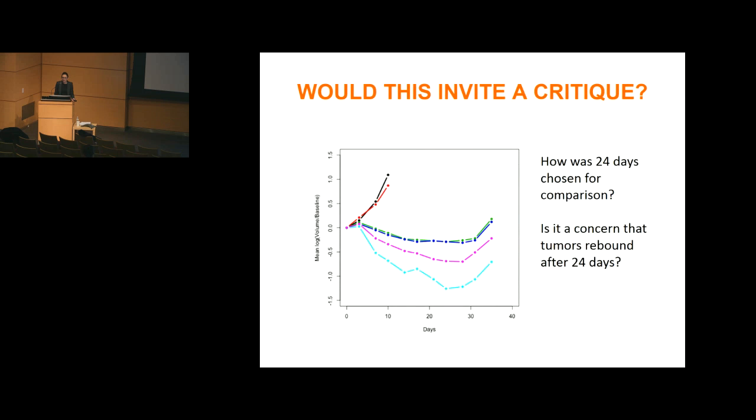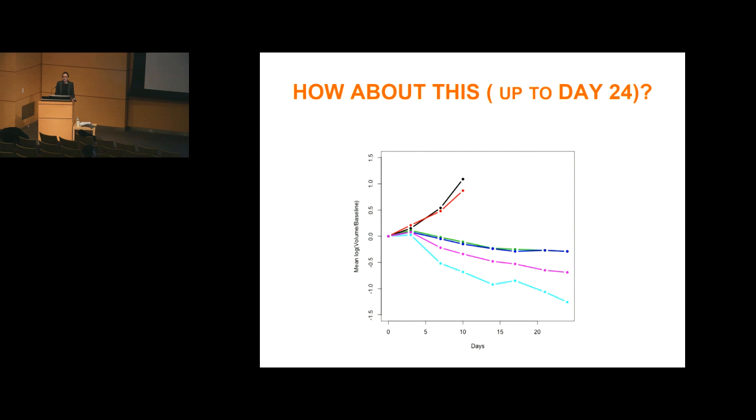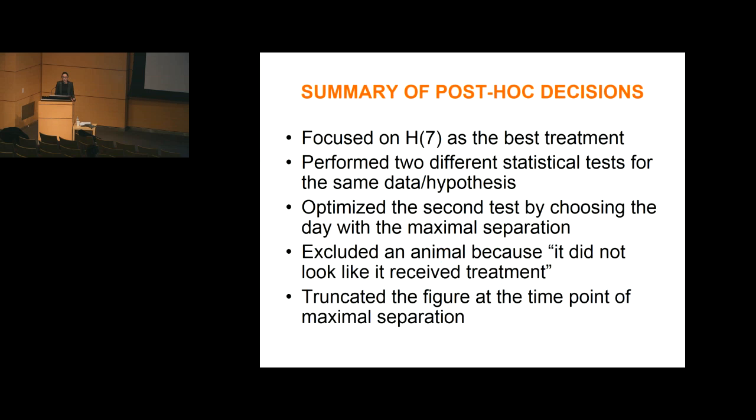Would this invite a critique? How was the 24-day time point chosen? And is it a concern that tumors rebound after 24 days? So how about we truncate the figure, and now we just show up to 24 days? So what are the post-hoc decisions that happen here?